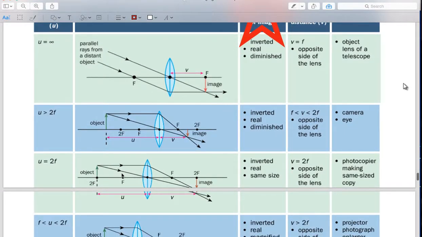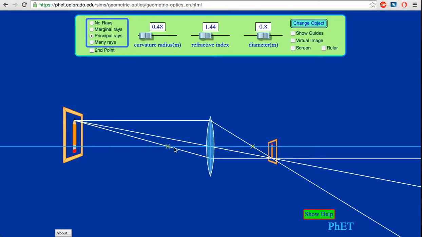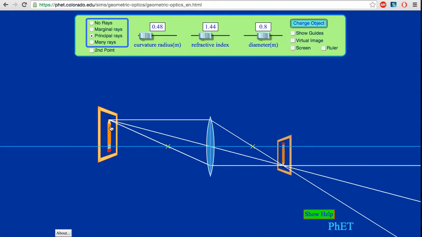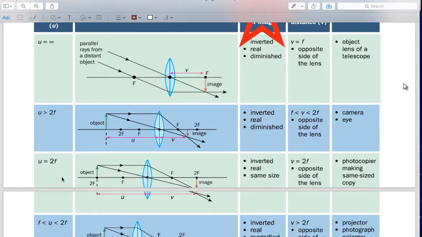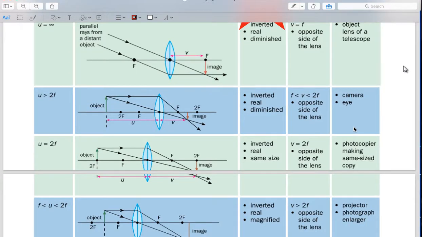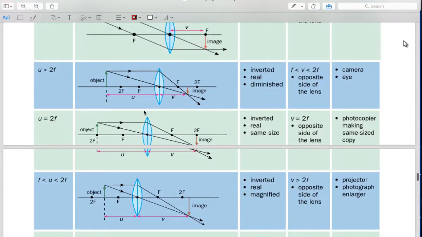How about u equals 2f? Something special happens at 2f. Let's say this is f, 2f should be somewhere here, so let's just move it somewhere there. Do you notice anything about the image? It's exactly the same size, right? So that's why at 2f, it's still inverted, still real, but the same size. An example would be a photocopy machine. The previous one was a camera. Okay, so that's at 2f.